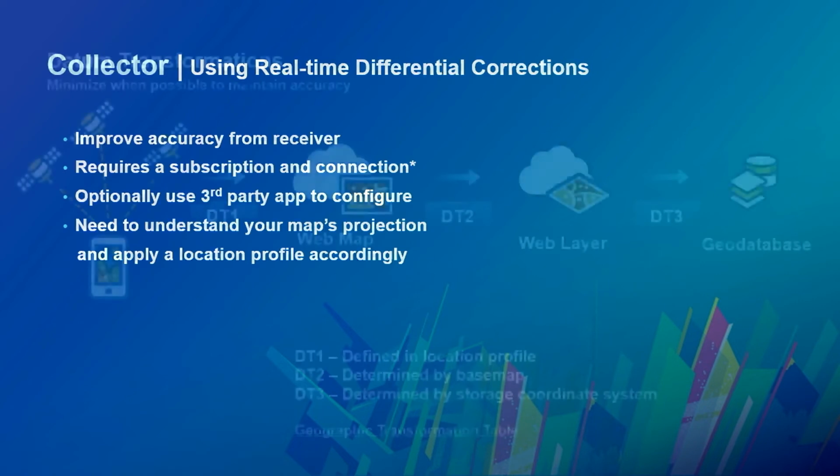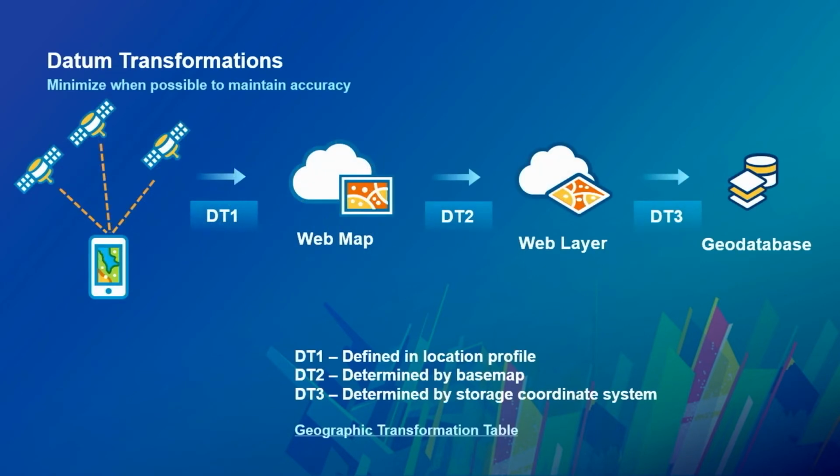So that goes into my next slide about where transformations exist in a workflow. Now for Collector, we're looking at DT1. That's where you're going to be configuring the datum transformation on the app side. But that doesn't mean that you should ignore transformations that you're using elsewhere in your software. I'm not saying to not use them, but if you can avoid them, because every transformation that you incorporate does have a separate level of accuracy with it. That's going to affect what accuracy you get from your receiver.